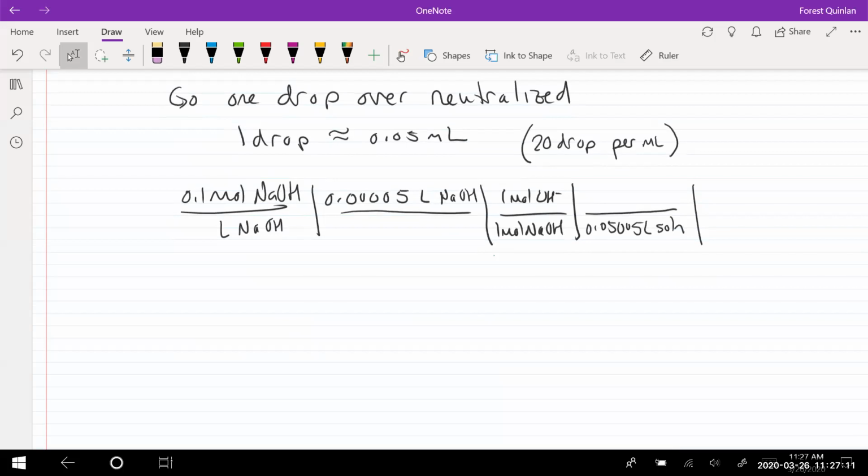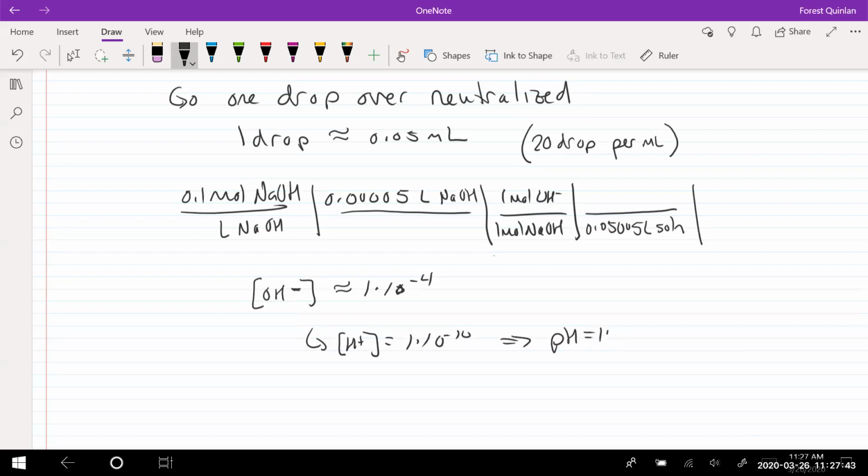So I got the one drop into my 50 mils. Dallas, what is my concentration of OH minus? Can we agree that that's essentially 1 times 10 to the minus 4? And I know you're going to go, no, it's 0.9999, whatever. I'm going to do the approximation there. This means that the concentration of H plus is equal to 1 times 10 to the minus 10, or that the pH is equal to 10.